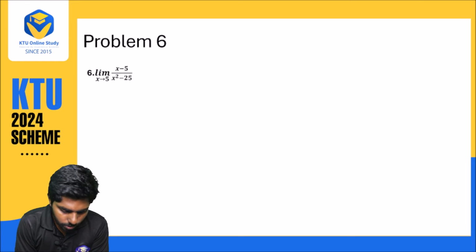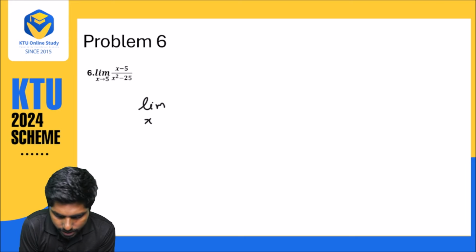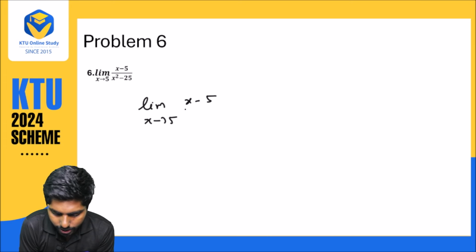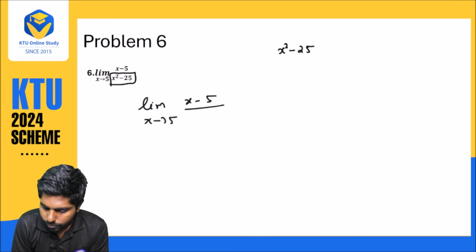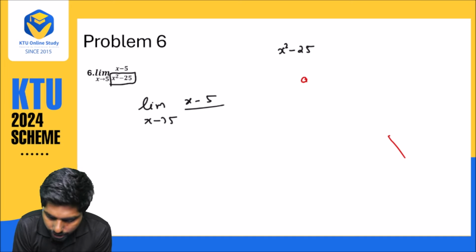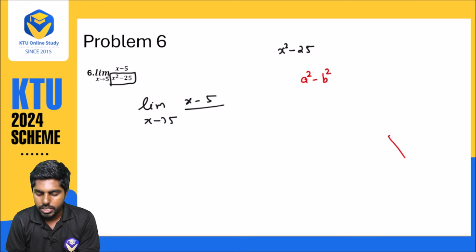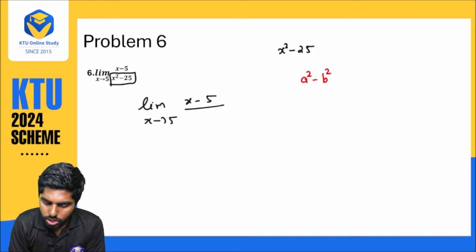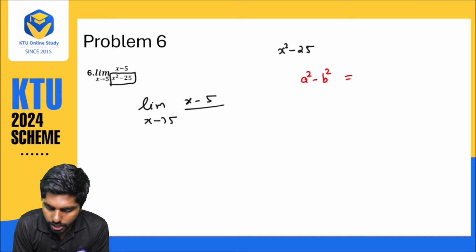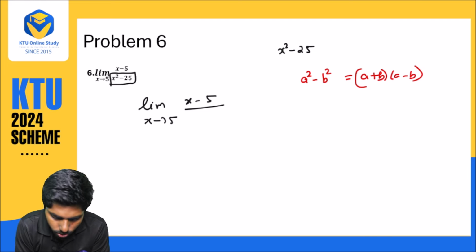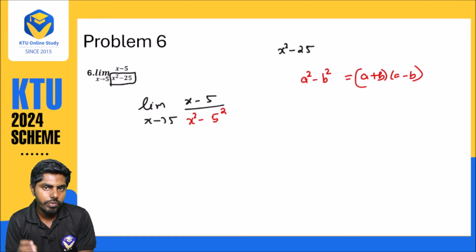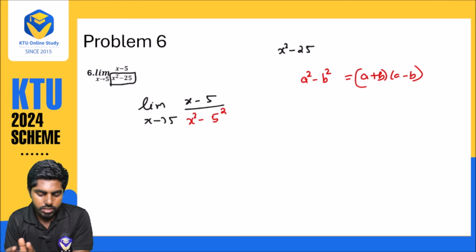Okay. So what is the simplification? Limit x approaches to 5, x minus 5 divided by x square minus 25. So you just observe here, x square minus 25. We know the formula. What is the formula? a square minus b square is nothing but a plus b into a minus b. Same method only here also. Here what is there? x square minus 5 square. 25 is nothing but 5 square. So x square minus 5 square they are writing.